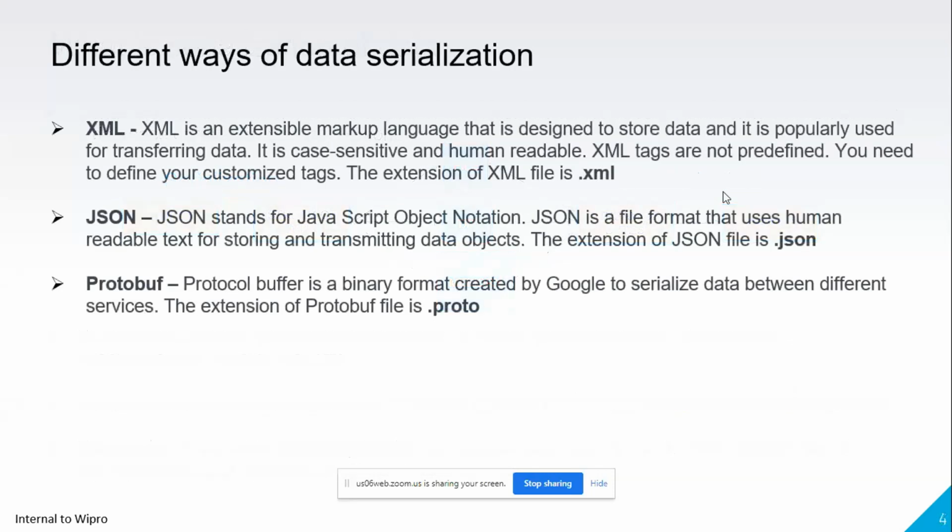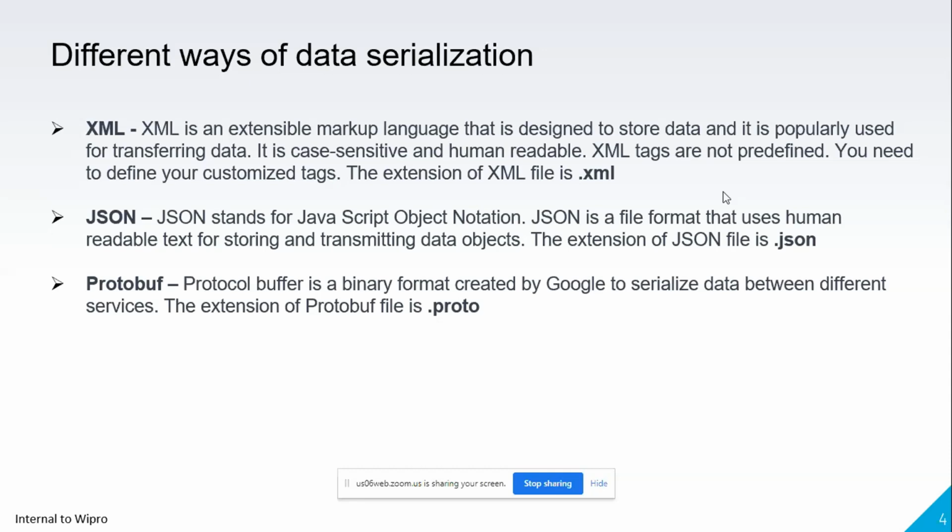Now, different ways of data serialization. There are multiple ways to serialize data like CSV, YAML, XML, JSON, Protobuf, but the most commonly used serialization formats are XML, JSON, and Protobuf. XML is an extensible markup language just like HTML. Markup means it uses tags to define elements within a document. XML is designed to store data and is popularly used for transferring data. XML is case sensitive and it is human readable. XML tags are not predefined, so you need to define your customized tags. The extension of an XML file is .xml.